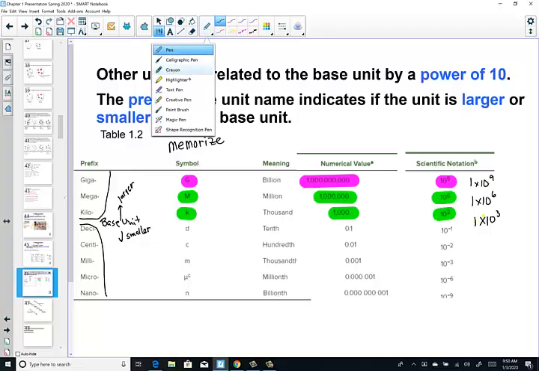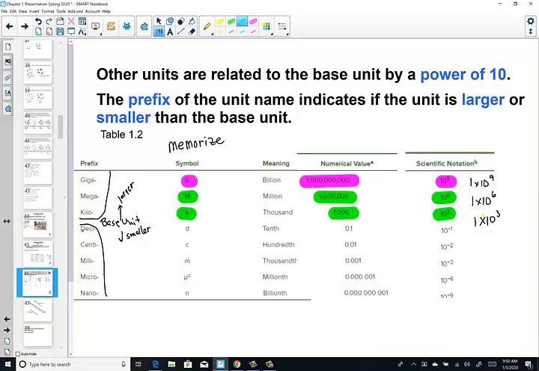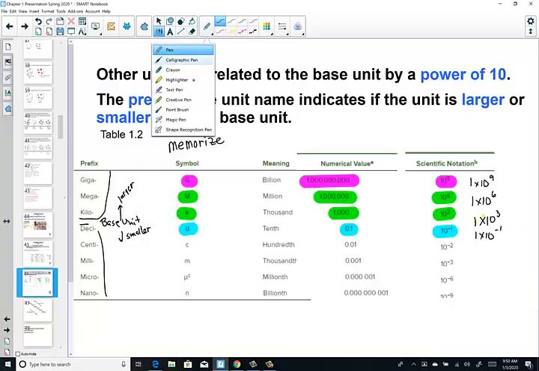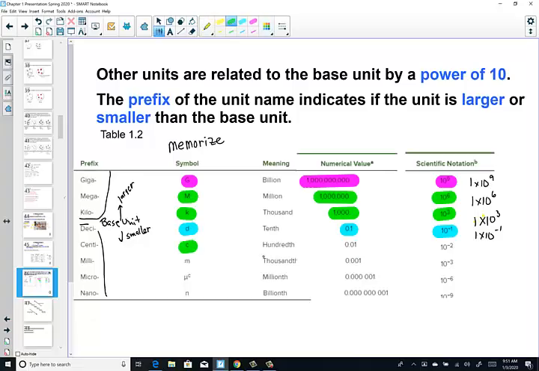The next prefix we'll look at is known as deci. Deci is little d. Deci represents 1/10 of the base unit. So 1/10 is written as 0.1 or 1 times 10 to the negative 1. So keep in mind, 0.1 is 1/10 the size of the base unit. And then comparing centi, which stands for 100th, 0.01, 1 times 10 to the negative 2.